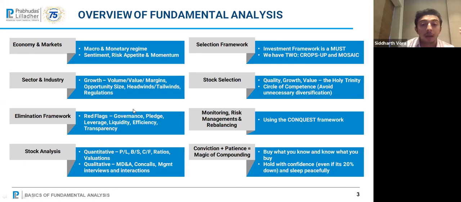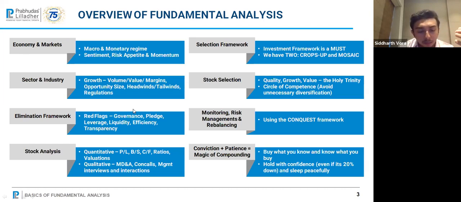Now the challenge is, ye 50 mein se 10 pe kaise aun? First step, very simple. Use a mechanism called red flags. What does red flags tell you? Red flags is a perspective of looking at stocks with the order of eliminating them.